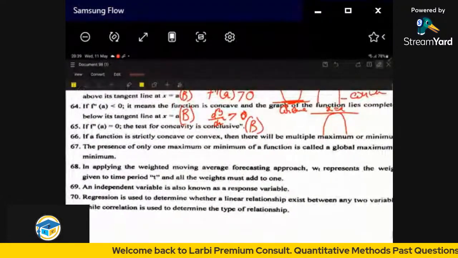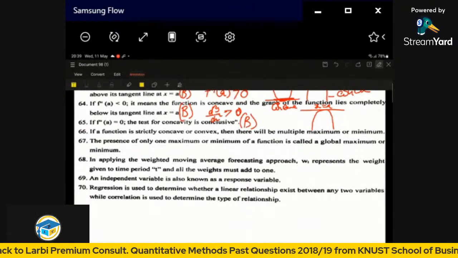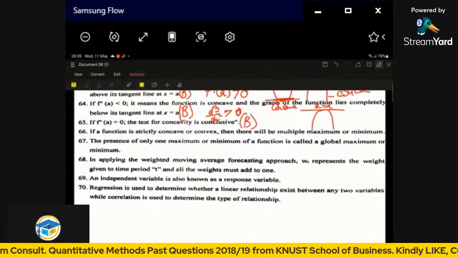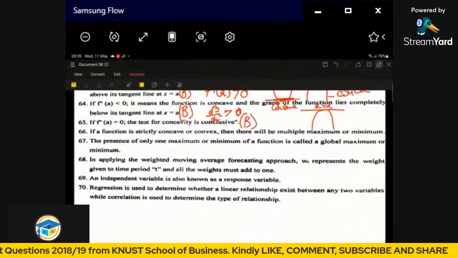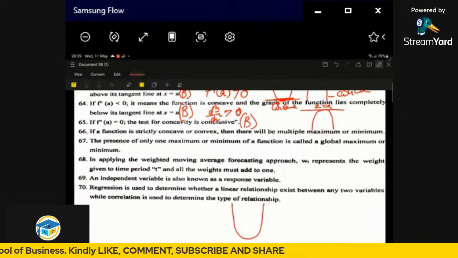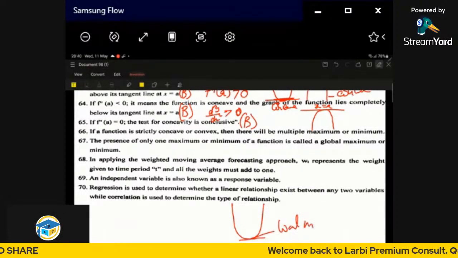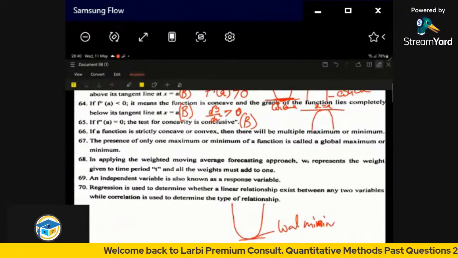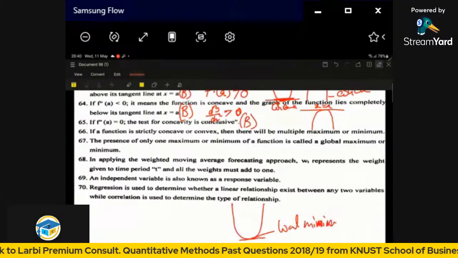Question 66 is saying that if a function is strictly concave or convex, then there will be multiple maxima or minima. So if I have a function of this nature, here you only have your local minima. Is that okay? Your local minima.